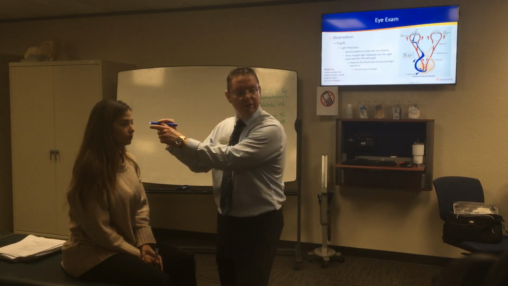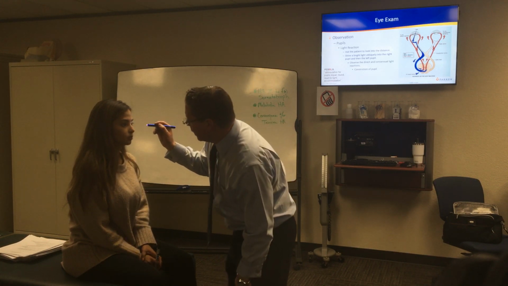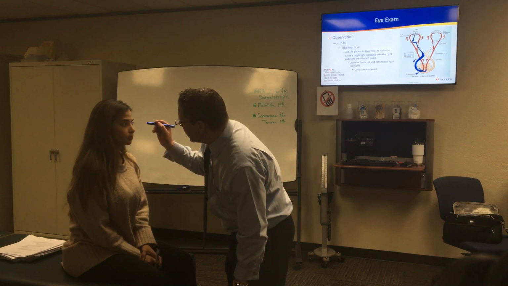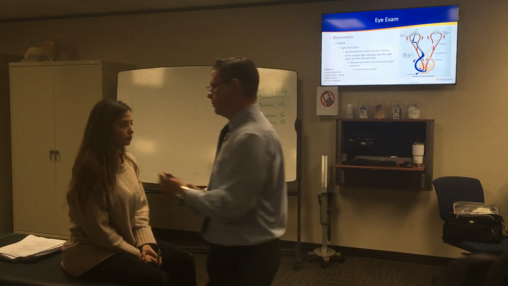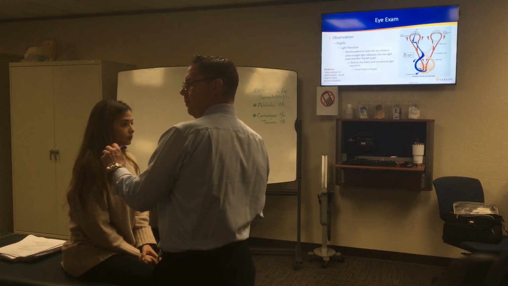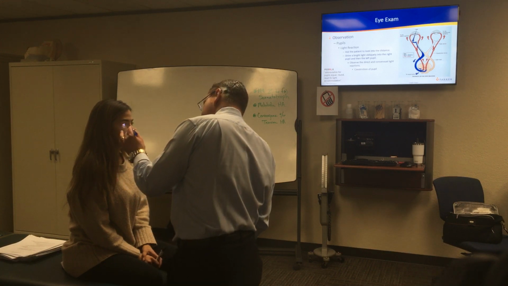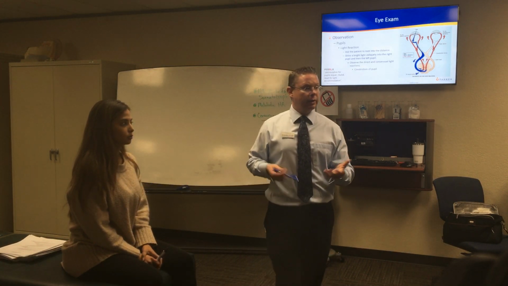So I'm going to shine in here. There's constriction of the left eye. So that's what reflex? Direct. It's present. It should be. Other side. Constriction here is consensual, right? Constriction here? Consensual. Should be present bilaterally. That's how you check it.